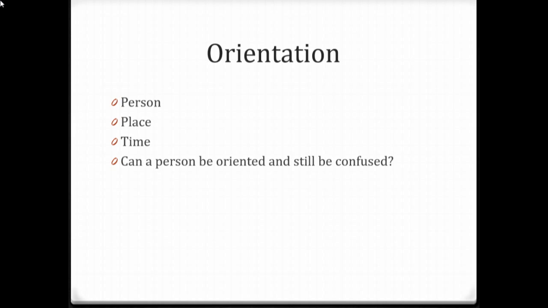Okay, we're going to check their orientation. So, person, place, time. They can be oriented. Can they be oriented and still confused? Yes, they can be. Orientation to time is normally the one that's going to be disrupted first. To person is going to be last. Okay? We can ask what their name is, what their mother's name is. That's going to be orientation to another person. What the year is.